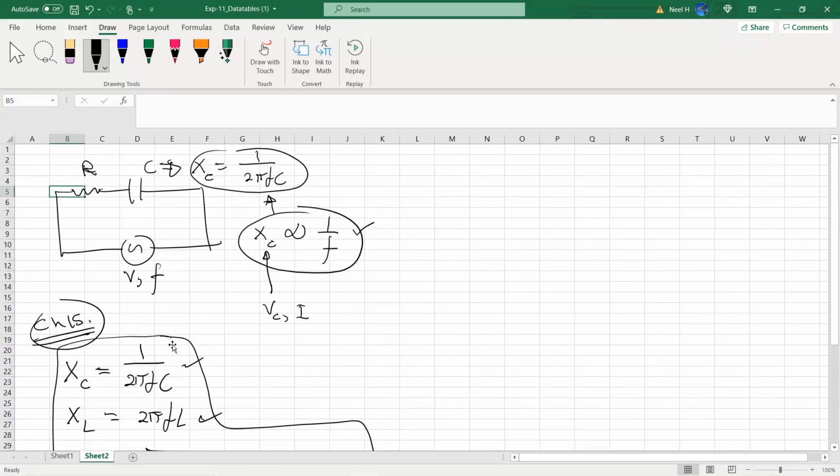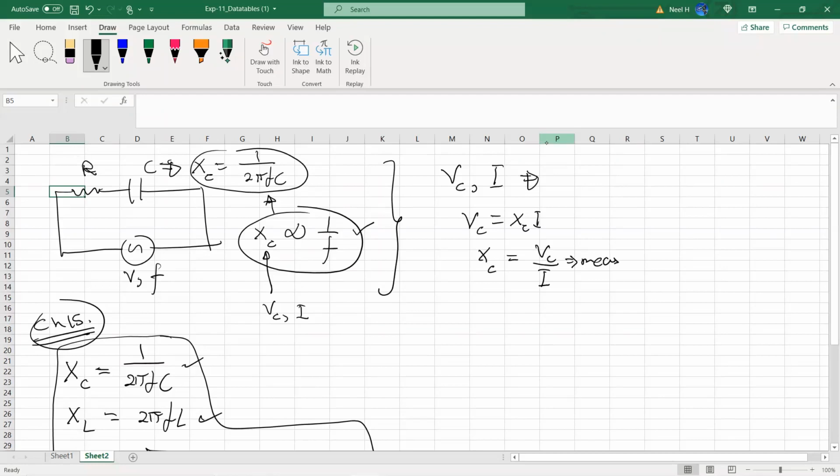Our setup is very simple. I can have either an RC circuit, RL circuit, or RLC circuit, right? If I have this circuit, I can measure the voltage across the capacitor and the current passing through the circuit. If I apply Ohm's law to the capacitor, then we know the capacitor voltage should be equal to X of C times I. From that, I can calculate the X of C with the measured voltage and current. So this is now the measured value of the reactance of the capacitor.